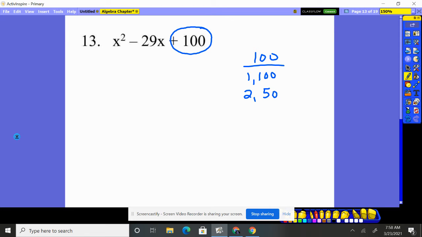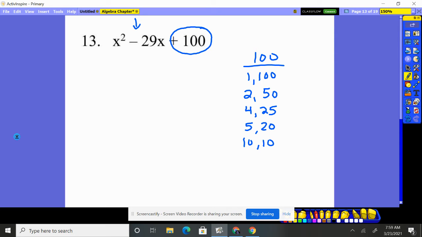50, 3 times nothing, 4 times 25, 5 times 20, 6 times nothing, 7 times nothing, and the next one is going to be 10 times 10. So it's one of those 5 pairs. It has to be. Now, since it's an addition, either both pieces had to be positive or they both could have been negative, because negative times negative gives you a positive.